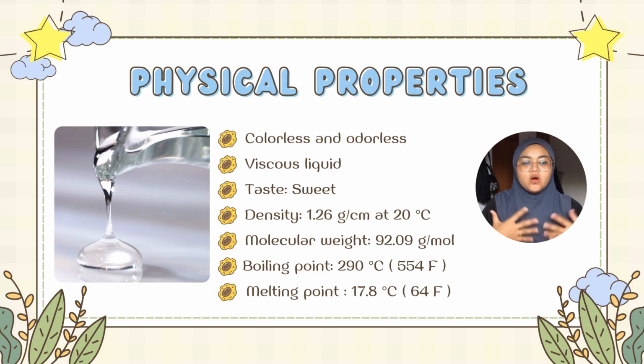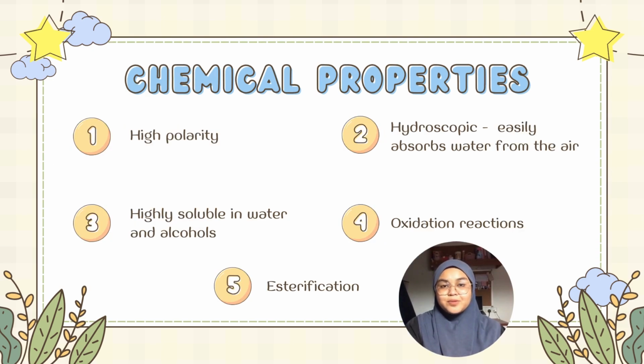Glycerol is a colorless and odorless liquid. It also comes as a viscous liquid, and for the taste of glycerol, it is sweet. For the density of glycerol, it's 1.26 gram per cm³ at 20 degrees Celsius. Next, the molecular weight for glycerol is 92.09 gram per mole, the boiling point for glycerol is 290 degrees Celsius, and the melting point of glycerol is 17.8 degrees Celsius. So the first chemical property of glycerol is that glycerol has high polarity.